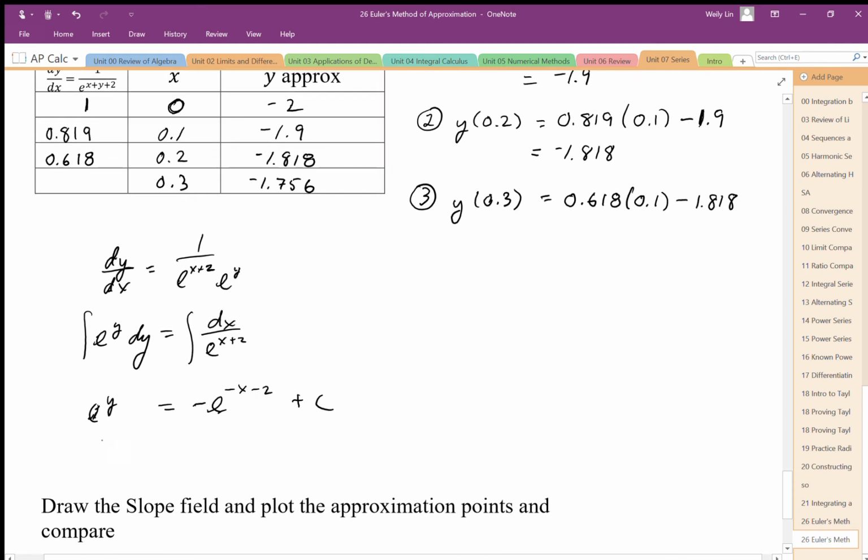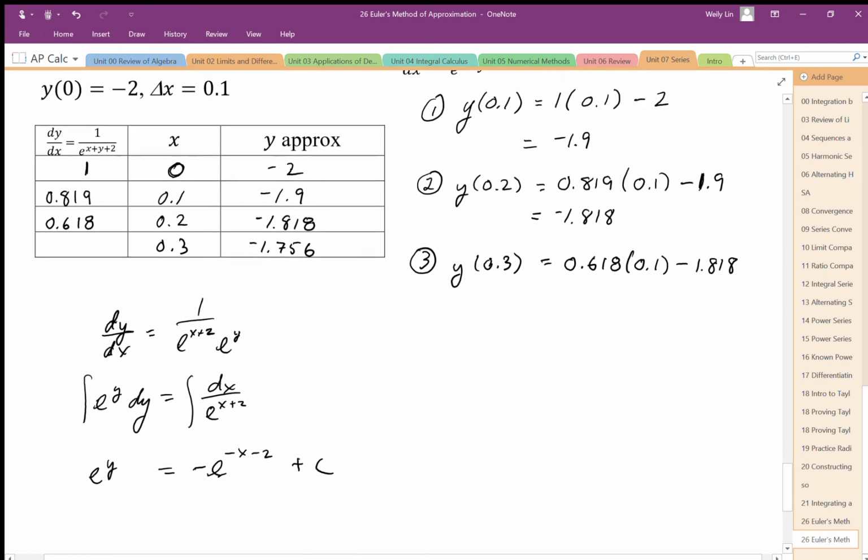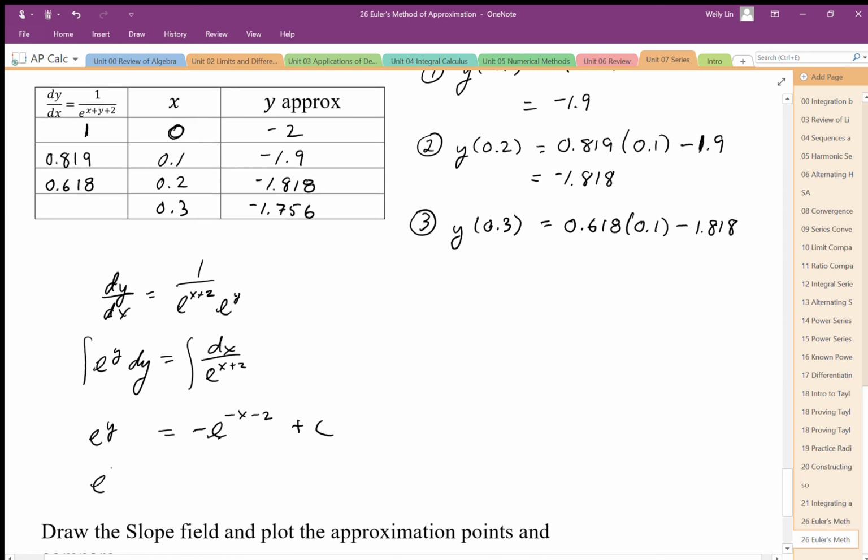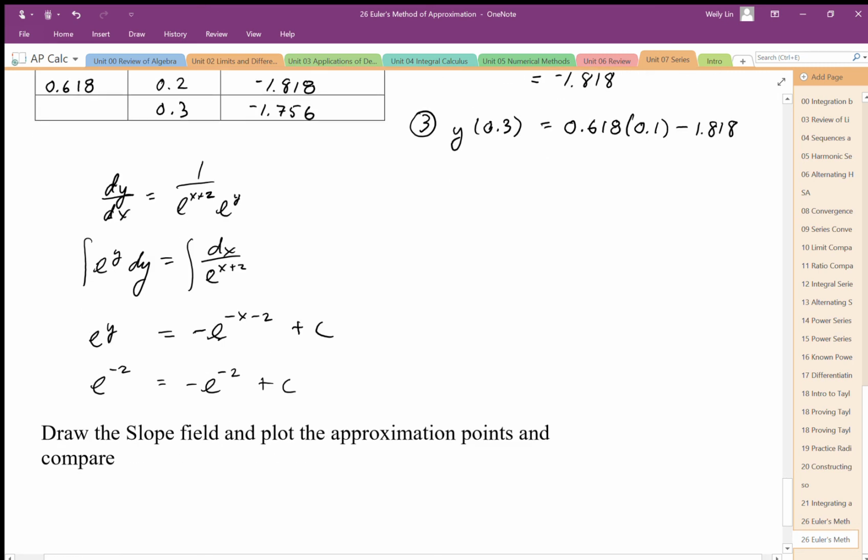We can basically write this as e to the y is equal to negative e to the negative x minus 2 plus, well, that plus c is going to be a real problem to solve for, so we'll just leave it like that. We'll leave this solution in that form. So that's our solution. We can plug in our initial x and y of 0 and negative 2 to find out our c value. I suppose we can do that. Negative 2 equals, plug in 0, negative e to the negative 2 plus c. Okay, so we end up with our c value is equal to, it looks like 2e to the negative 2.